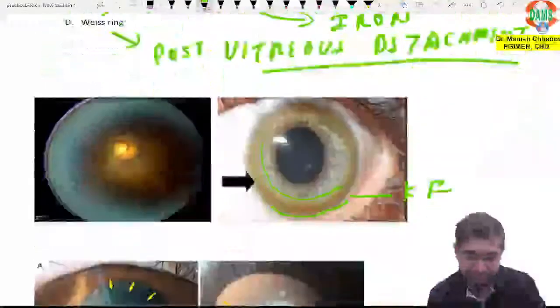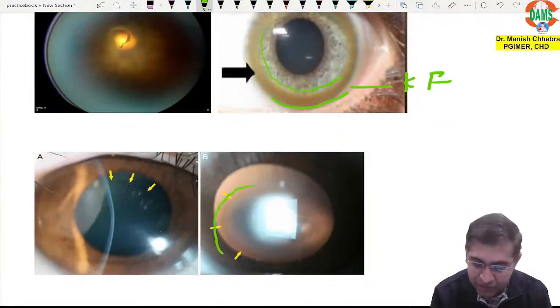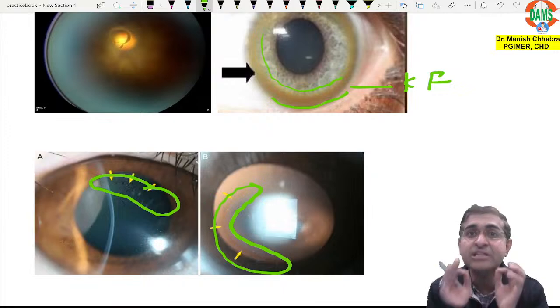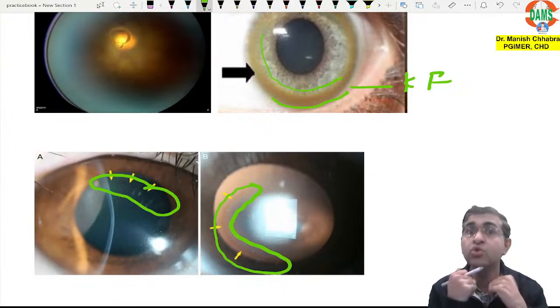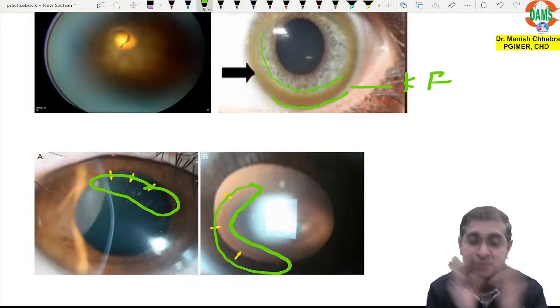Okay, but let's discuss. Can you appreciate this brown colored ring which is present on the cornea? Can you appreciate this? This is seen at the base of cone in keratoconus due to iron deposition on the corneal epithelium.